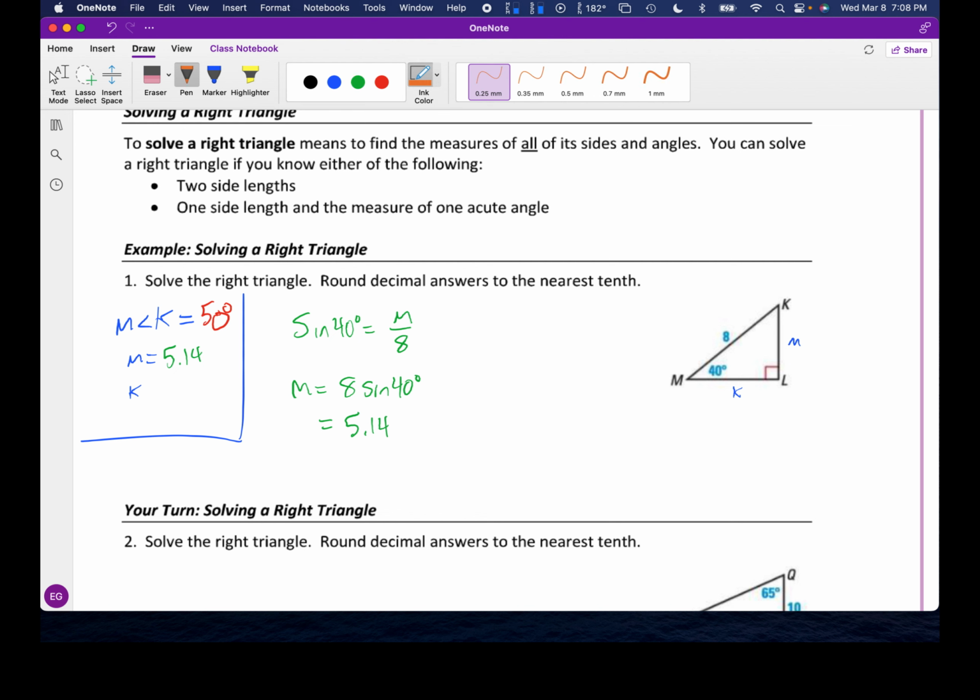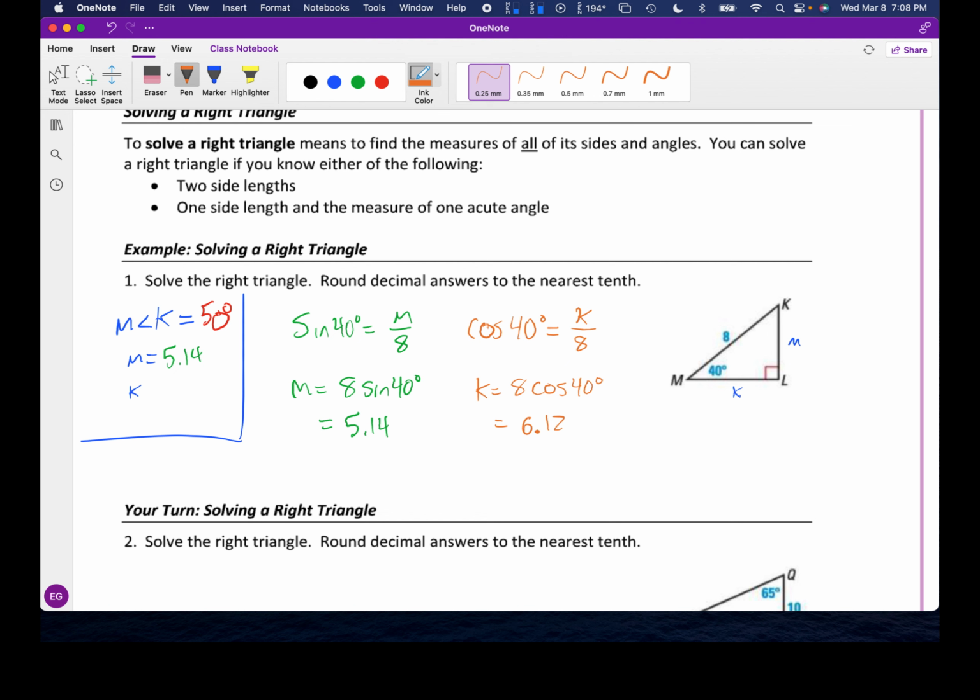For K, I'm going to use cosine because K is the adjacent side. So I'll do cosine. It does not like doing O's today for some reason on my computer here. Struggle is real. I'll get cosine of 40 degrees equals K over 8, and then I'll multiply the 8 to the other side.